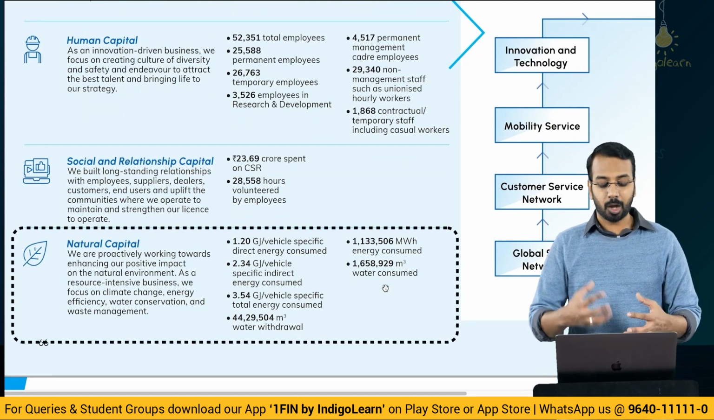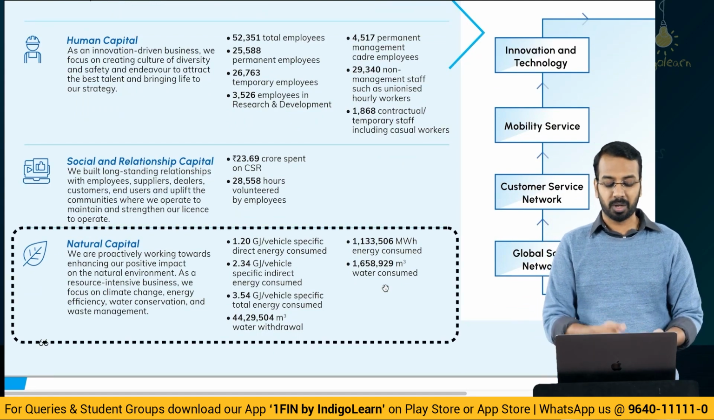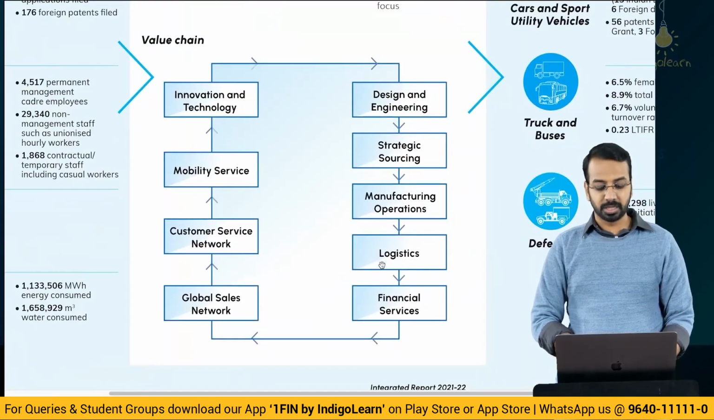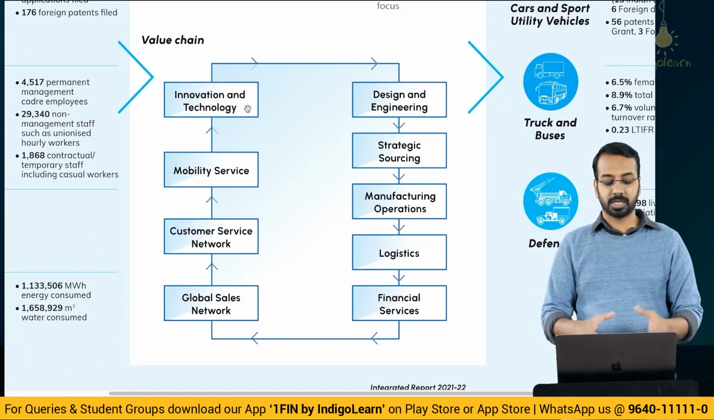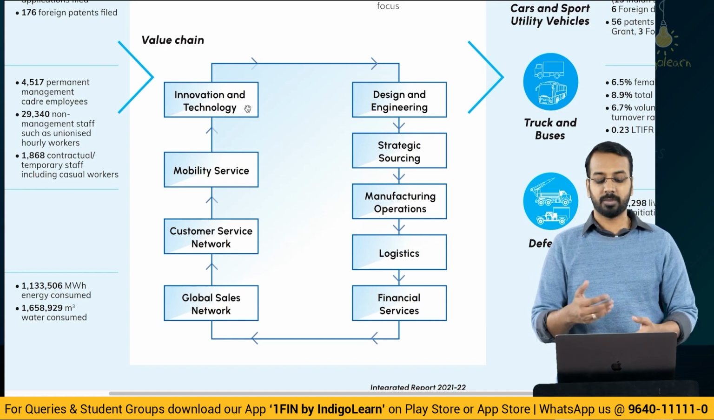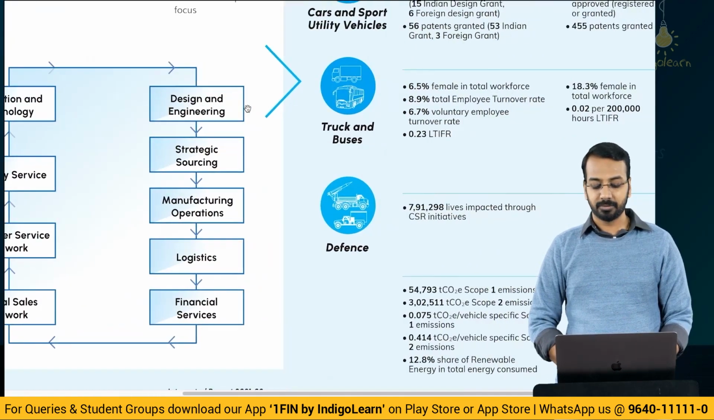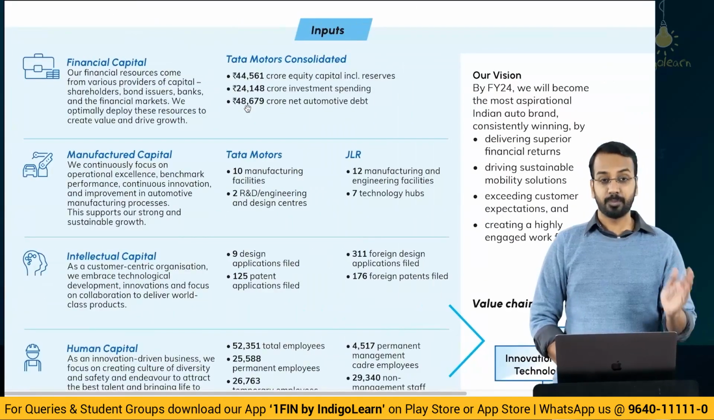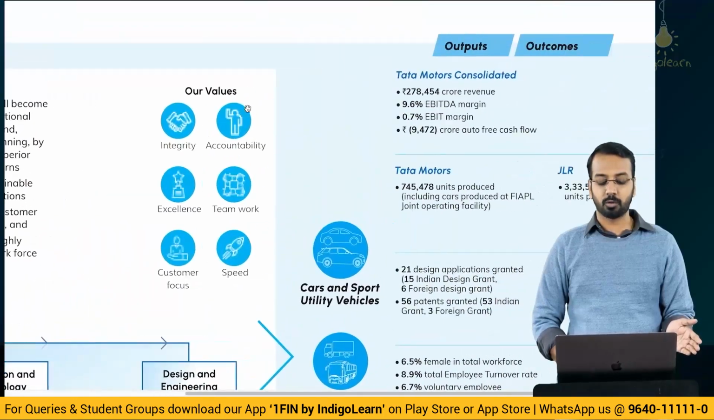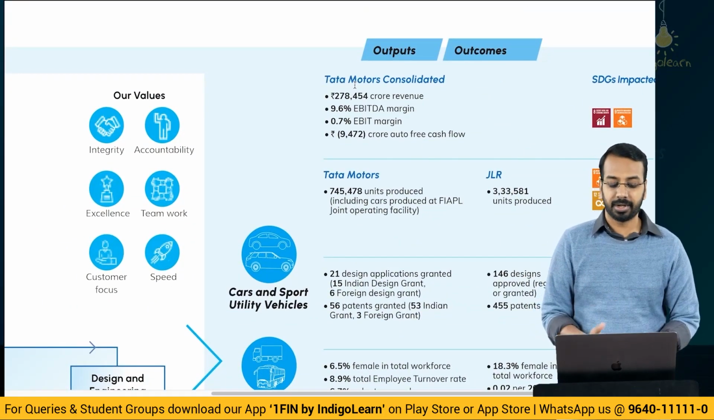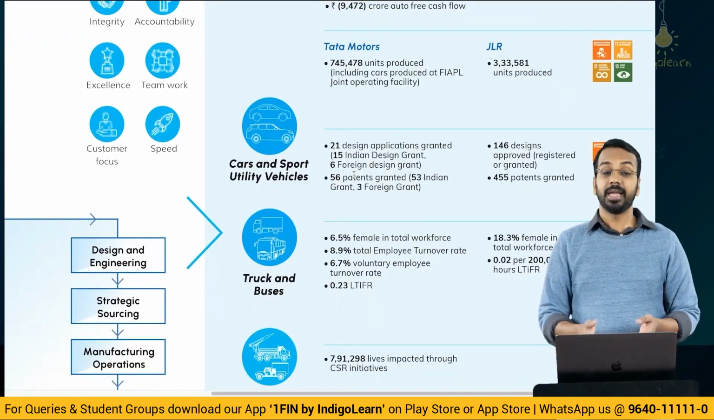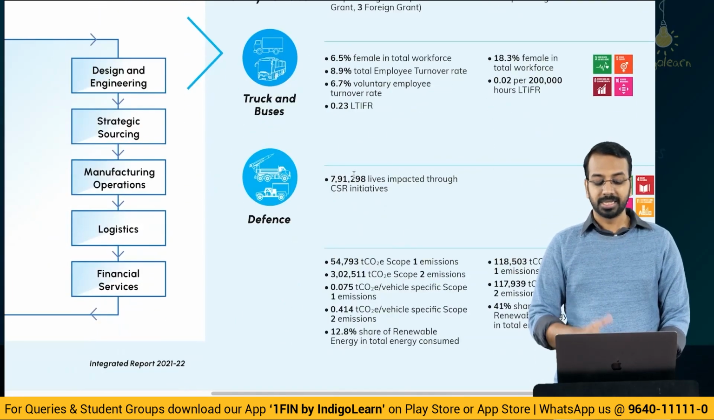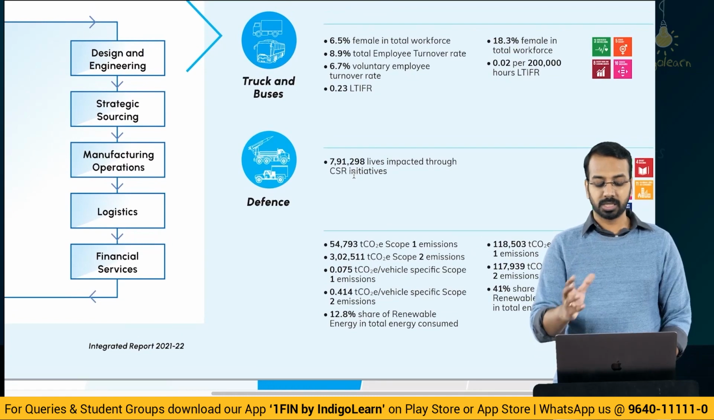And then as a part of natural capital, how much of natural resources has been used, electricity, power, and water, all of that also they have disclosed, right? And then they also talk about using these 6 capitals, having all of this customer service network, global sales network, financial services, logistics, manufacturing, design and all of that, and what is the final value created, the output. So basically if you see inputs, using those inputs through their value chain, what is the output? So if you see the output, the consolidated revenue, financial output, right? Then intellectual property related outcomes, then something related to the workforce, then CSR initiative, and how much is the carbon emission and all of that.